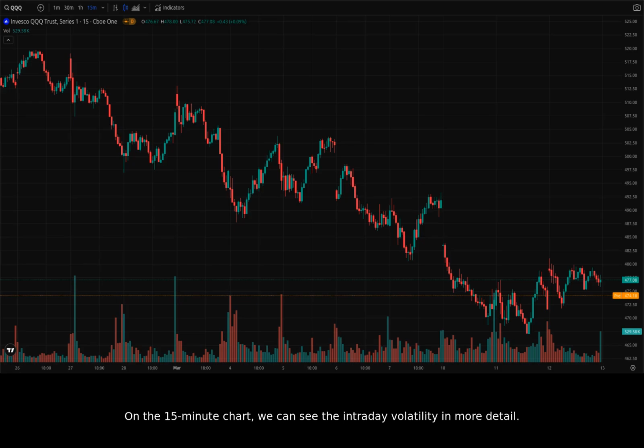On the 15-minute chart, we can see the intraday volatility in more detail. There's a clear battle between buyers and sellers. This volatility is likely a direct result of the conflicting news reports and market uncertainty. We can see a distinct dip between March 10th and March 12th. This lines up with some of the market sell-offs mentioned in the news.